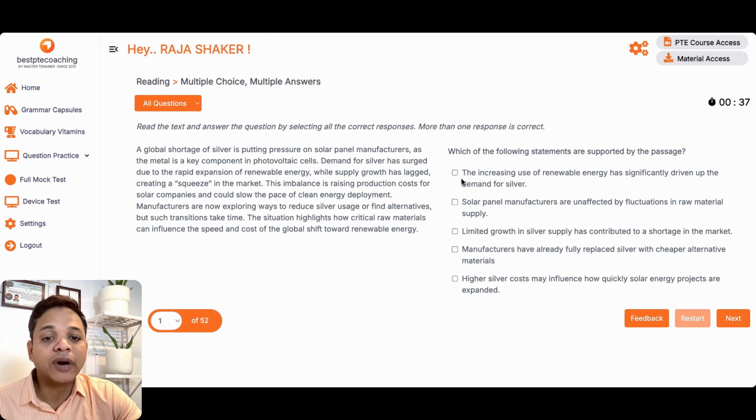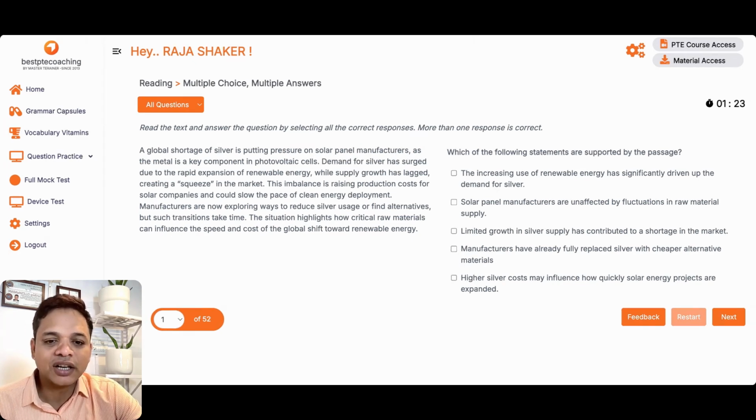Question, text, choices, the elements are the same. What's different? In multiple choice, multiple answer, more than one option is correct. Generally you get 5 or 6 options in the list, and among those, any 2 are correct. Very rarely any 3 are correct. Please listen to me: any 2 or any 3 are correct, but there will never be just one correct choice. Minimum 2 options will be correct in this task.